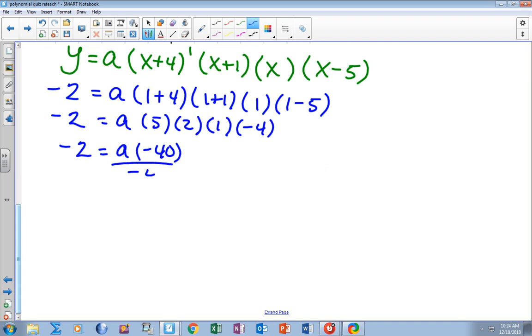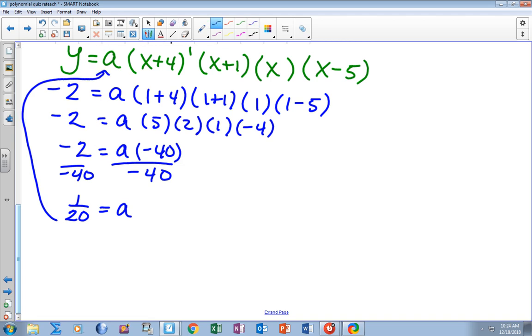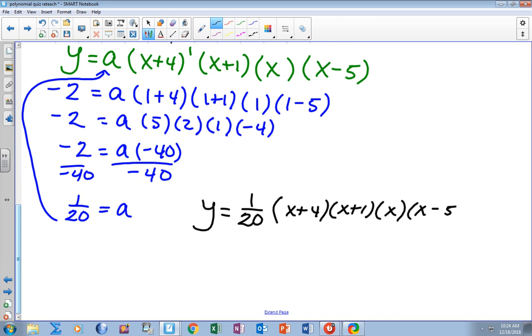Divide both sides by -40, and you get 1/20, and that's going to equal my a value. Now I'm going to plug my a back into this equation and write my final equation. The final equation is y equals 1/20 times the factors (x plus 4)(x plus 1)(x)(x minus 5). So that's my final answer.